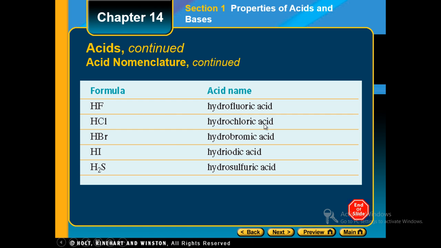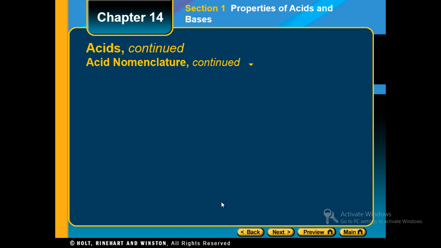hydrochloric acid. HBr, hydrobromic acid, HI, hydroiodic acid, and H2S, hydrosulfuric acid. This is about the first type, or the first category of the acids, which is the binary acids.